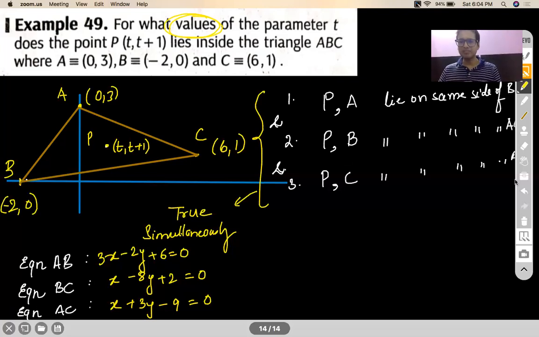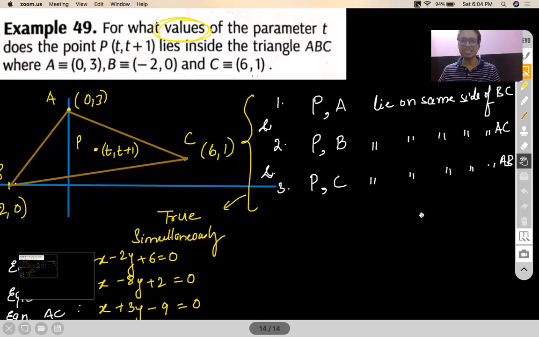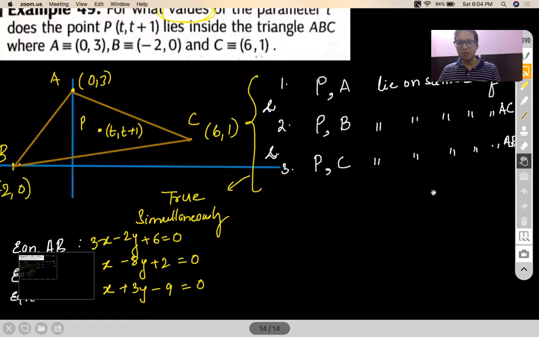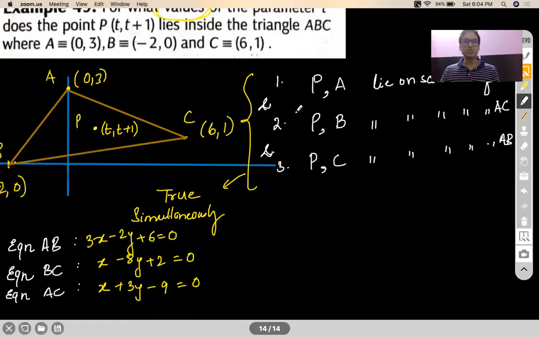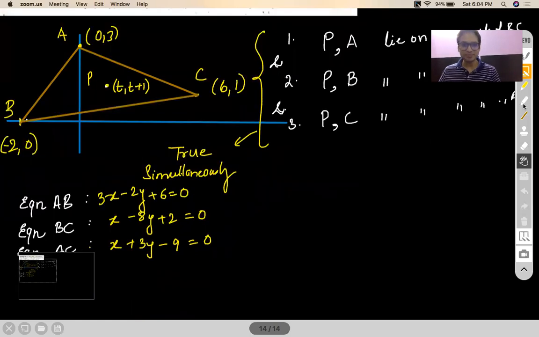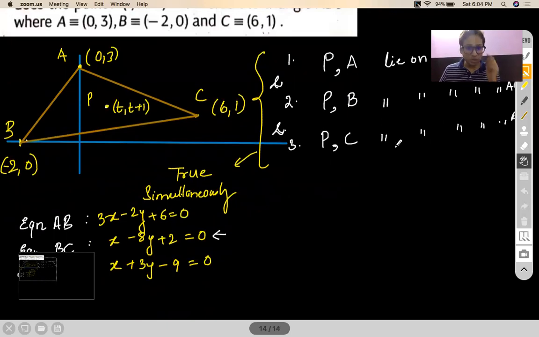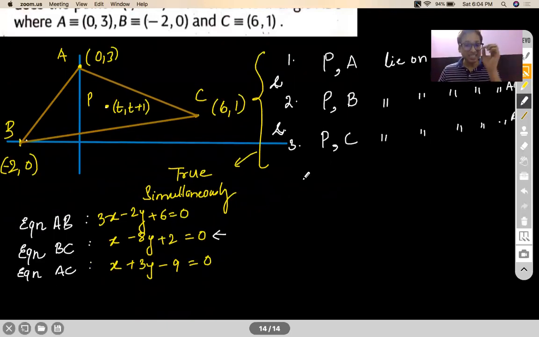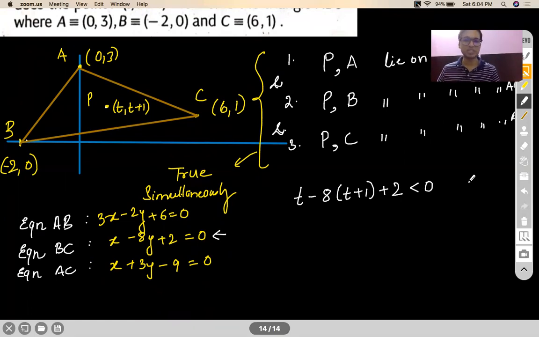So let's now implement the first condition: that P and A lie on the same side of BC. Now, what is the sign that you get when you put A into the equation of BC? When you put A (0, 3), you get a negative value. That means putting T there should also give you a negative value, because then only they will lie on the same side. So this is the condition from the first one. The first one is done.